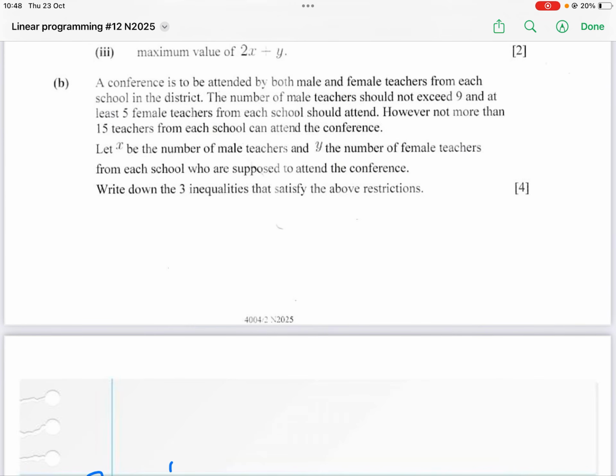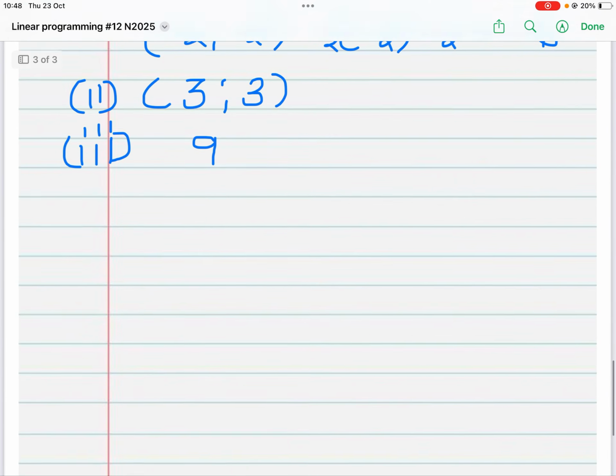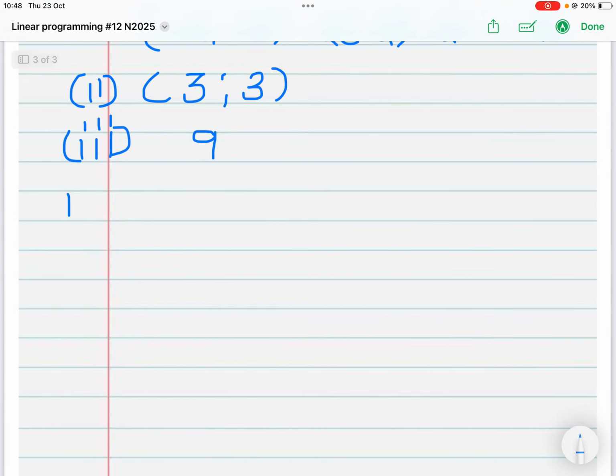So we are given that the number of male teachers, they are represented by X, and the number of male teachers should not exceed 9. So when we are interpreting this inequality, we are now on part B. We are going to say X is less than or equal to 9. They are not supposed to exceed 9, so they can be 9 and below. So we write X is less than or equal to 9.